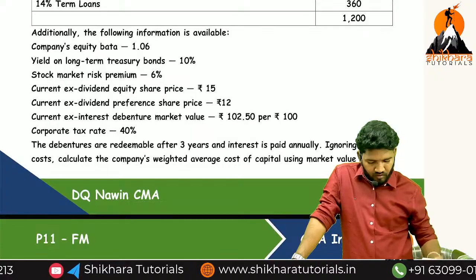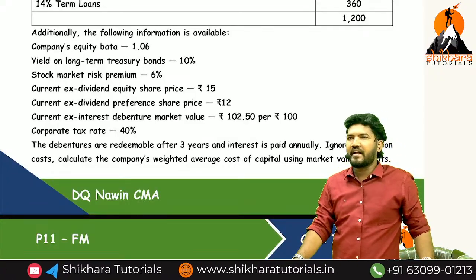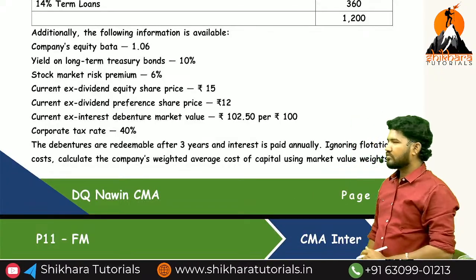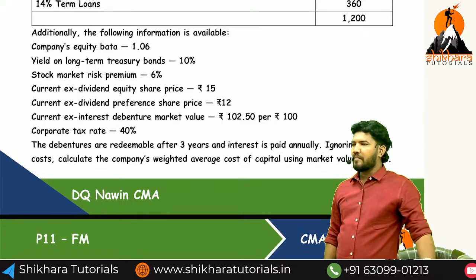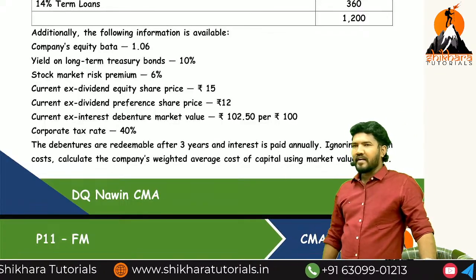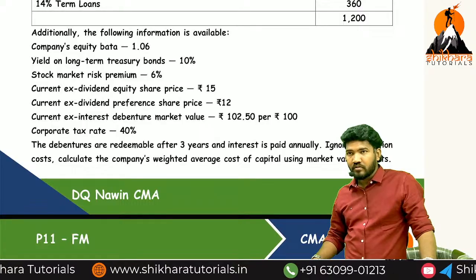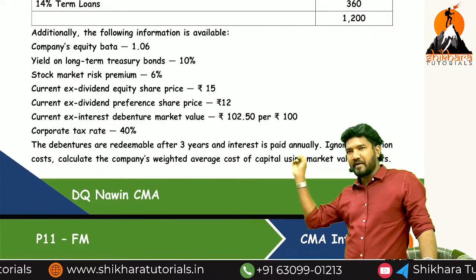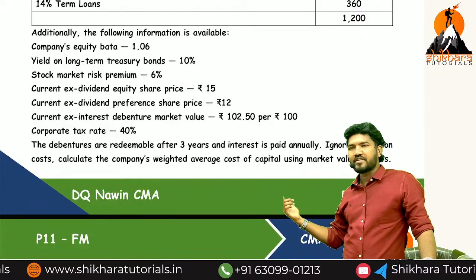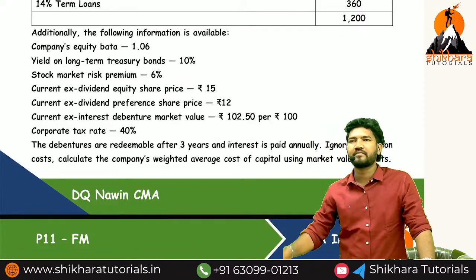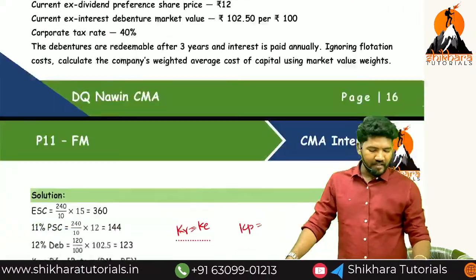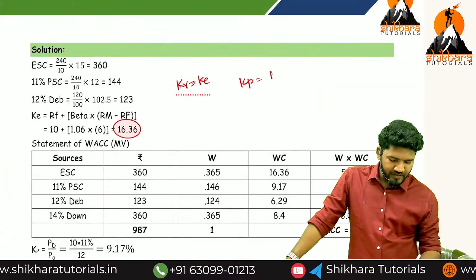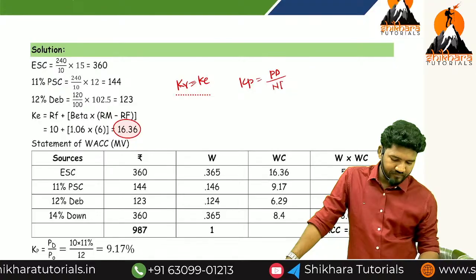There is no KP related number of years in the entire question. Check. KP related number of years is there. Number of years is there relating to debenture, KD. That means that is a redeemable debenture. There is no n number of years relating to preference shares, irredeemable. What about the irredeemable calculation? Preference dividend divided by net proceeds.